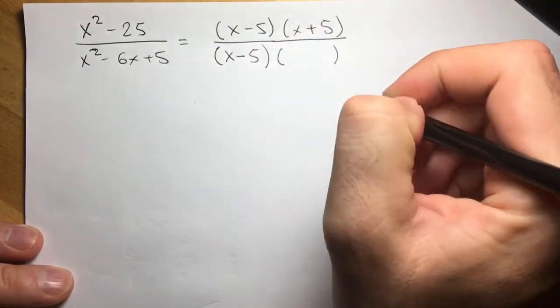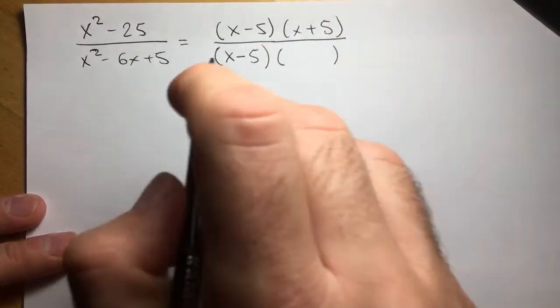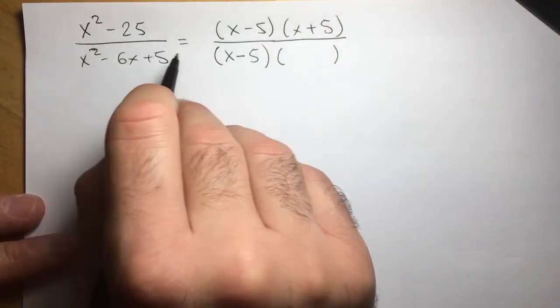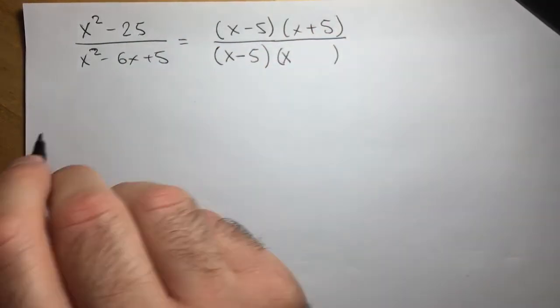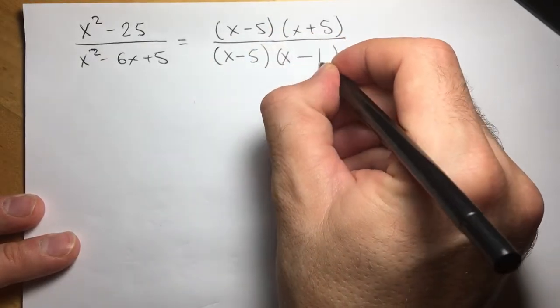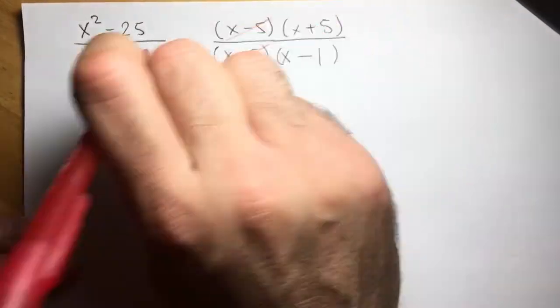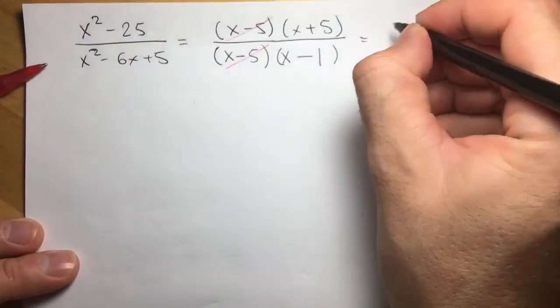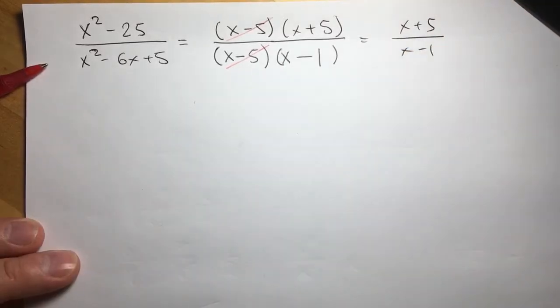And then you can see in the previous videos how quickly to finish factoring this polynomial. With what do you have to multiply x to get x squared? Simply x. With what do I have to multiply negative 5 to get positive 5? Times negative 1, and you're done. Cancel the common factor. The answer is x plus 5 over x minus 1.